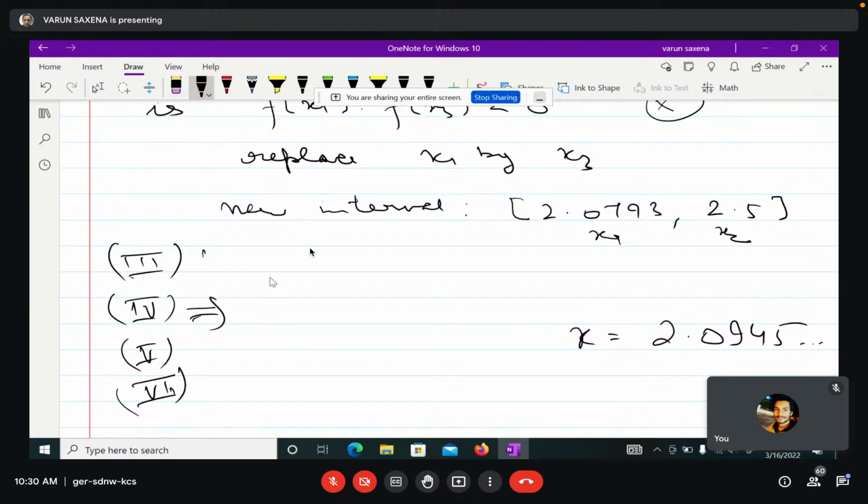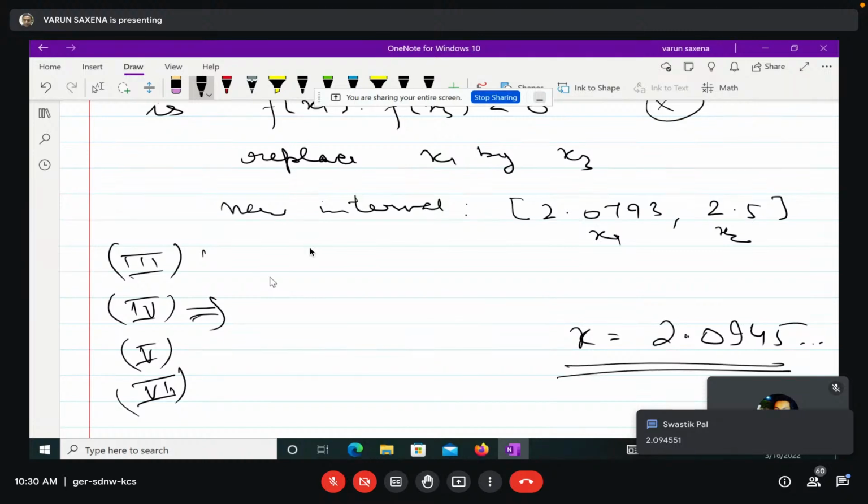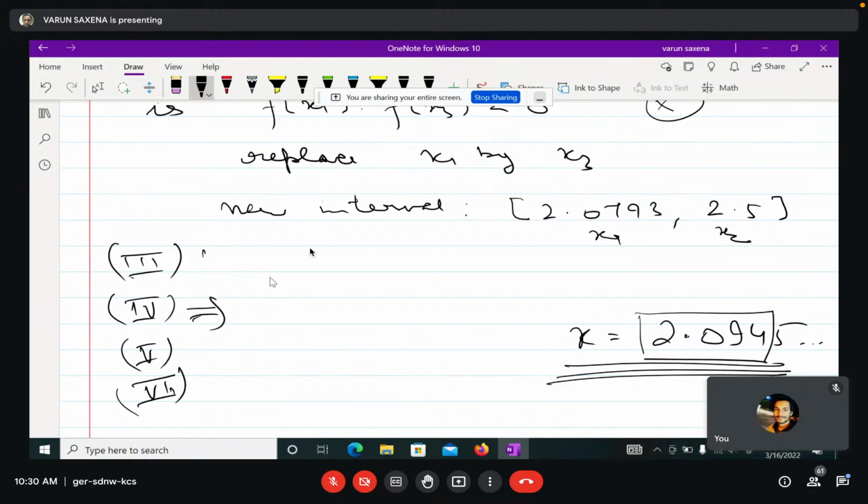2.0945 something. So if I'm asking you to find the solution correct up to 3 decimal places, then you will see that you're getting something like this again and again. And so the solution for you would be this. You basically get this answer, 2.094. You can check this by solving this problem again and again. You can do these iterations and you can see that this is the answer.